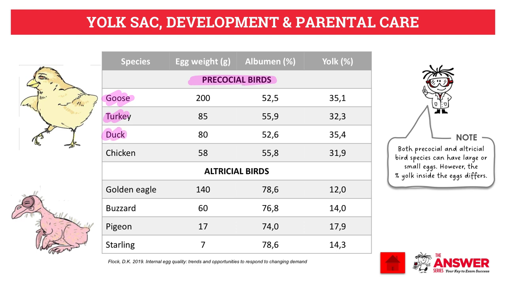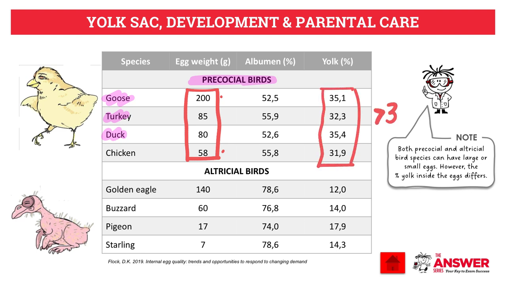They are all precocial birds, which means that their hatchlings are born raring to go. They're ready, they're pre-developed for life. And what you can see is they can produce quite large eggs or small eggs. A goose can produce an egg up to 200 grams in weight, a chicken 58 grams in weight. The importance here is the yolk percentage. All of the yolks have a percentage greater than 30 in the precocial birds, which allows for a longer incubation period and therefore allows for more development inside the egg, which leads to them being precocially born.